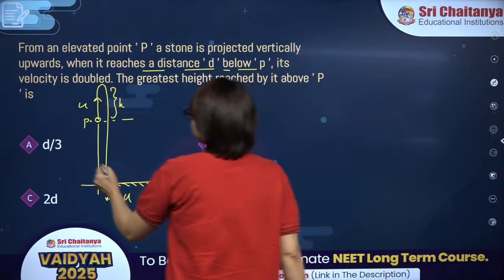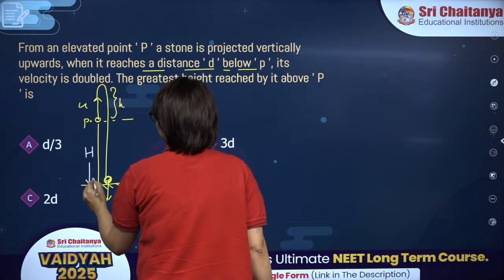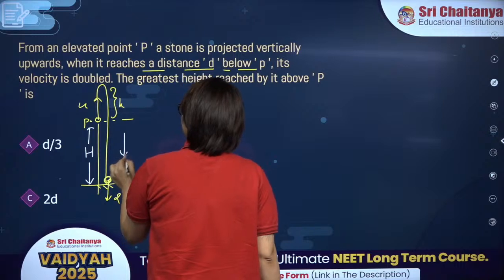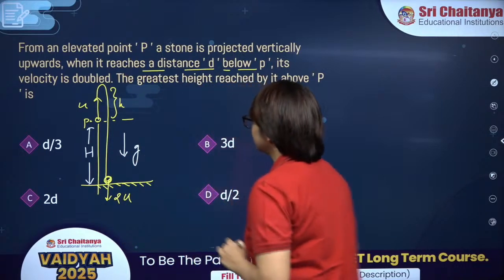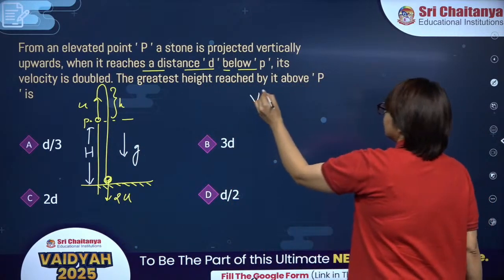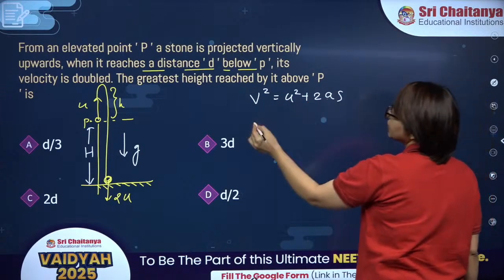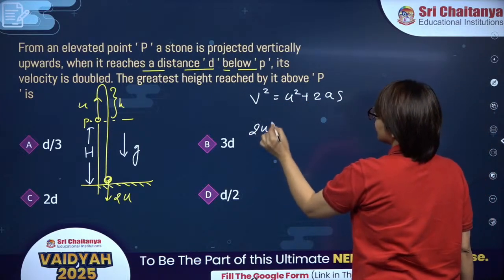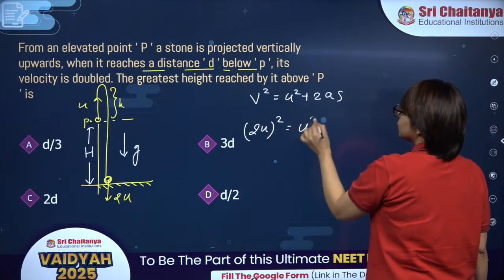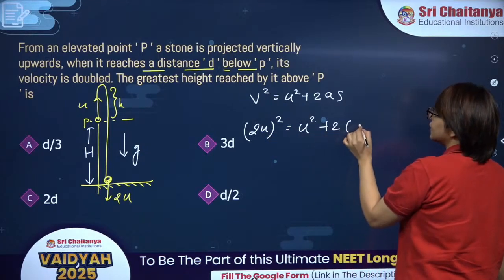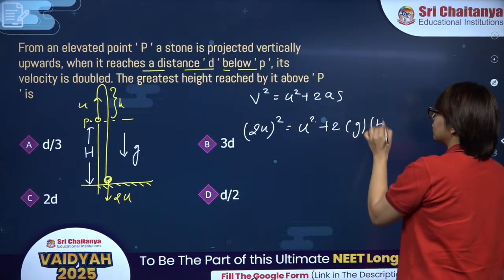Let's say the height of the building is capital H over here. Acceleration due to gravity will be g downwards. So we can use this equation: v square is equal to u square plus 2as. So v square is 2u whole square, u square plus 2a, where a is g and s is equal to h.